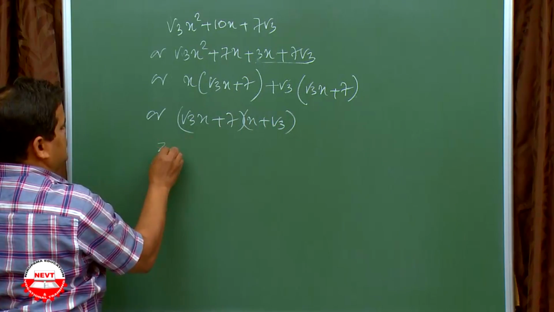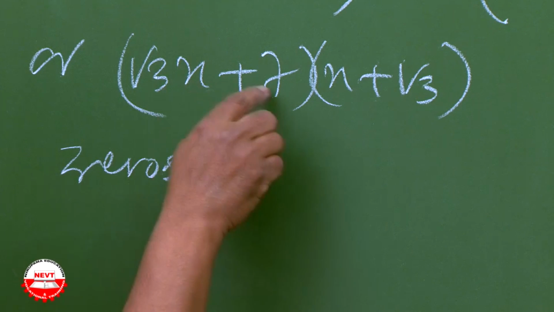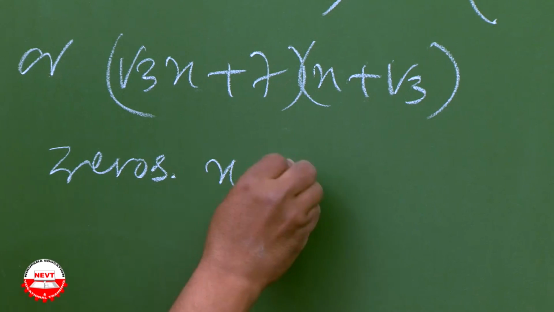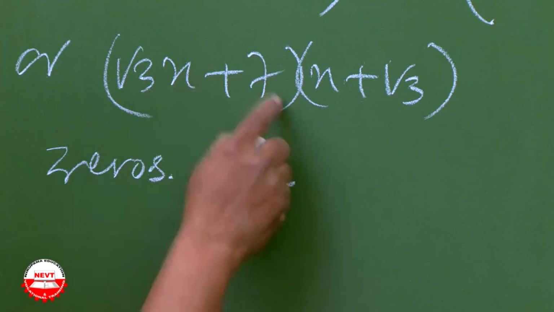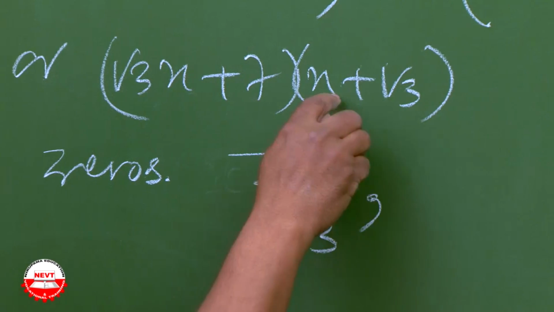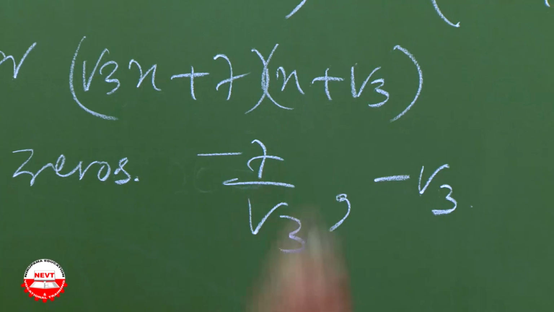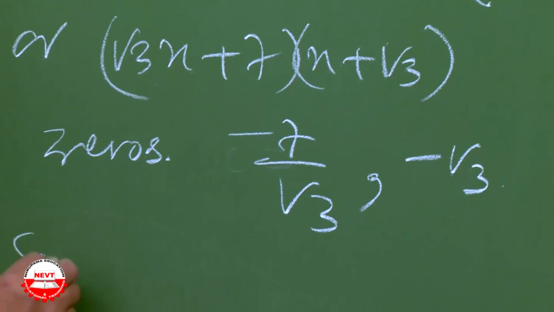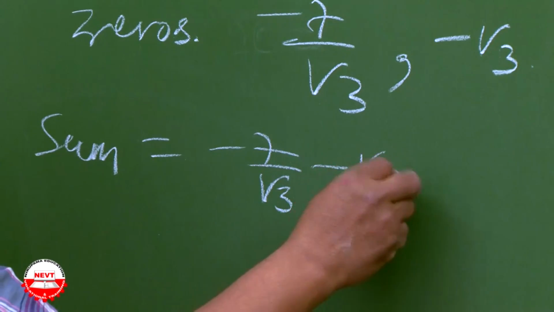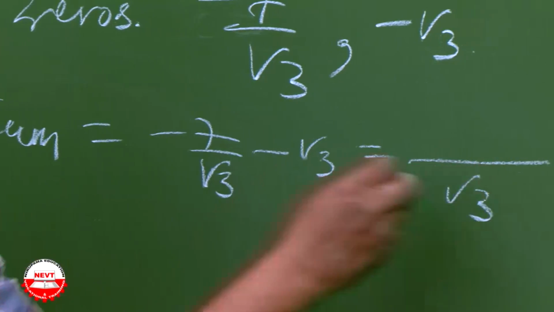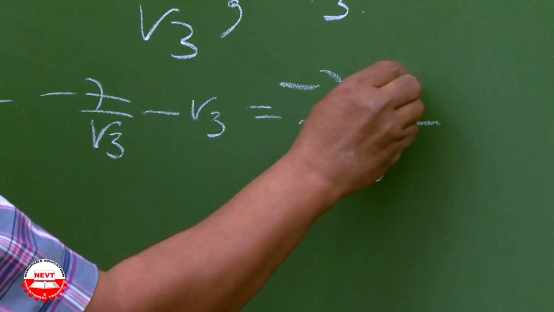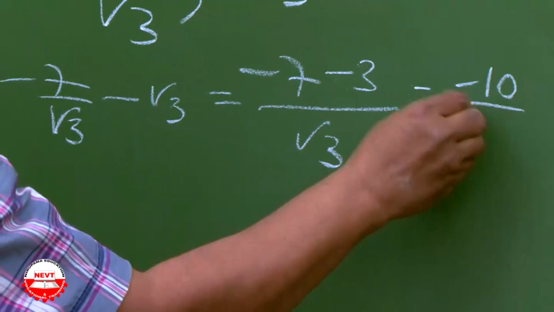Now, what are the zeros? Root 3x plus 7 is equal to 0 means root 3x is equal to minus 7, x is equal to minus 7 by root 3. That means one zero is minus 7 by root 3. Here another zero is minus root 3. Now find the sum. Sum is equal to minus 7 by root 3 minus root 3, is equal to, if you take root 3 as LCM, it will be minus 7. Root 3 into root 3 is 3, that is minus 3, is equal to minus 10 by root 3.